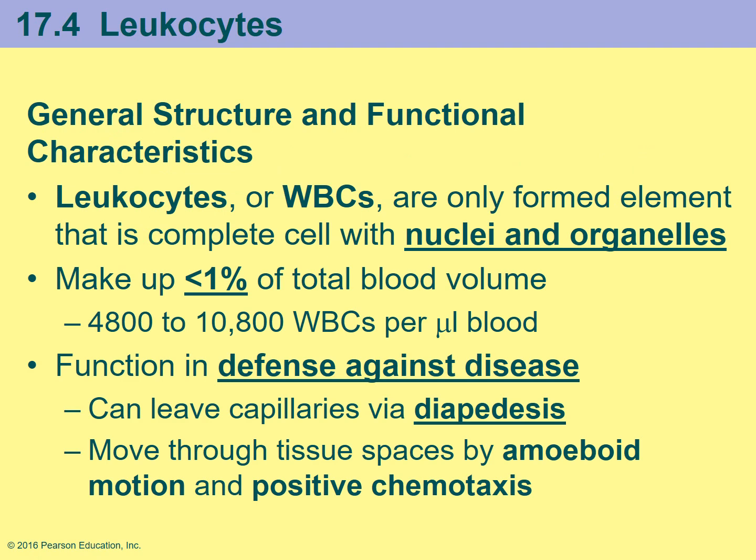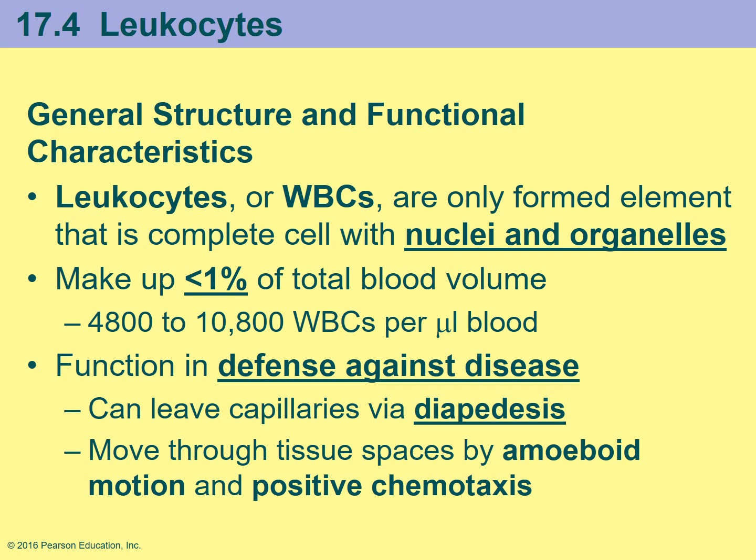The leukocytes, these are the white blood cells. These are complete cells, so they have the nucleus, they have the organelles. Remember, they only make up about less than 1% of the total blood volume. The numbers of them will vary. Their main role is protection, so they're going to help fight against disease. They can leave the capillaries. They move through spaces, and sometimes they will move due to what we call positive chemotaxis.